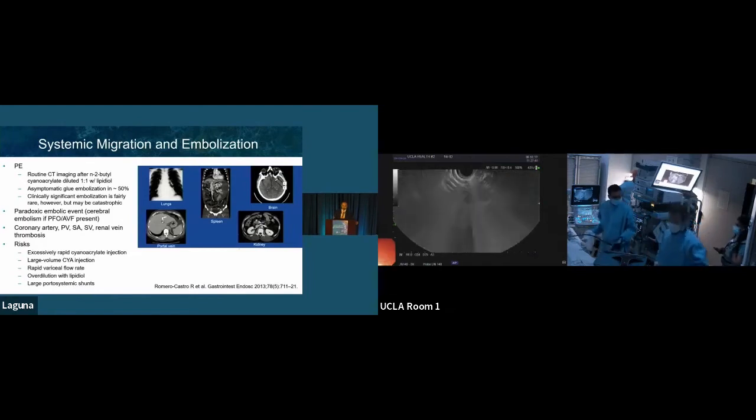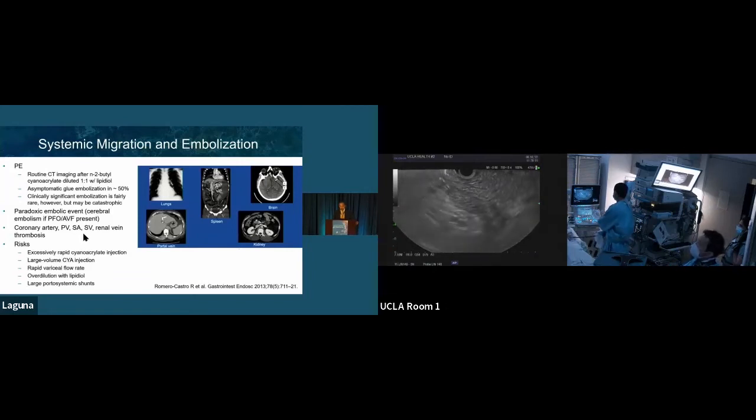In earlier studies, particularly with lipiodol injection, you can see asymptomatic glue embolization in about half of patients undergoing these procedures. If we scanned everybody going through a glue injection procedure, likely there's going to be some degree of embolization. But the rates of clinically significant embolization are quite low. It's important to be aware of PFO or AV fistulas in terms of paradoxical embolic events, such as CVAs, et cetera. Commonly, you'll see a portal vein or splenic vein embolization as well, particularly in the setting of shunts.